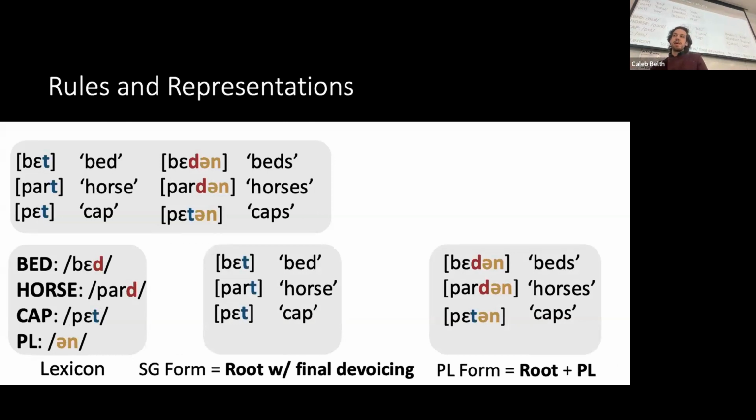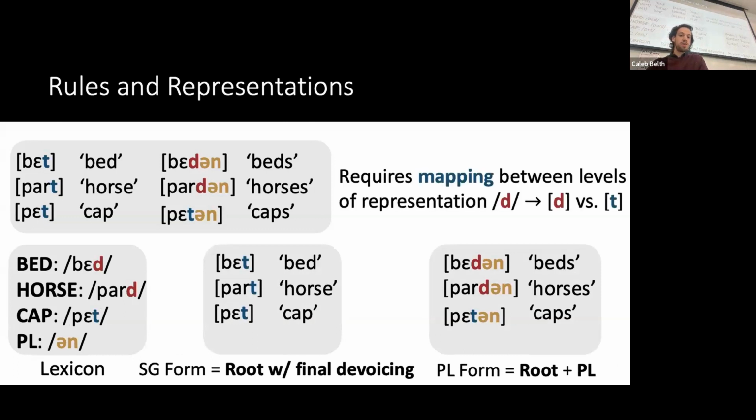But in making this move, essentially what we're doing is we're setting up some underlying category for these final d sounds. Because really now, d doesn't mean d, it means it could be d or it could be t, depending on the phonological environment. Because in the singular, when it's in final position, we have t, but in the plural, when it's not in final position, it could be a d. Okay, so now, essentially we'd have to also have some mapping between this new meaning of d, which could be a d or t, and which one is actually going to be on the surface based on its phonological environment.